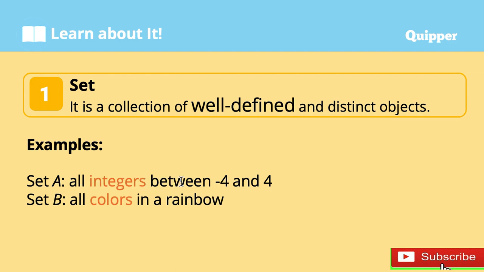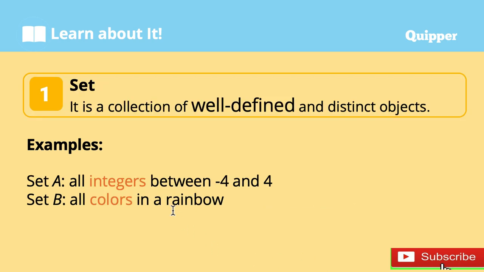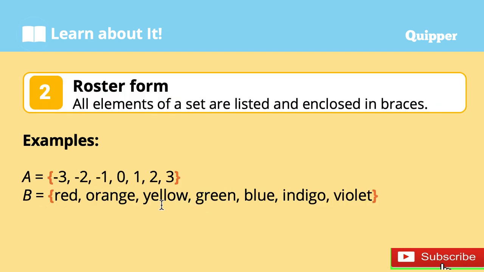All integers between -4 and 4. Again, this is the roster form. They're just the same, but the thing is they don't have the same representation. Next, we have set B is equal to {red, orange, yellow, green, blue, indigo, violet}. These are the colors in a rainbow. This is the statement form and this is the roster form.